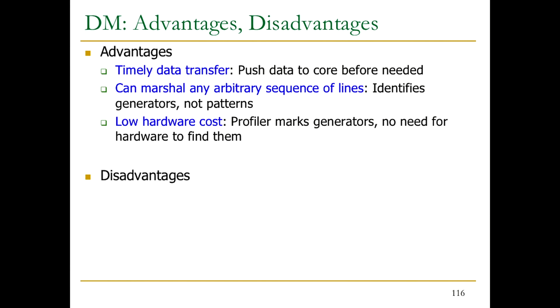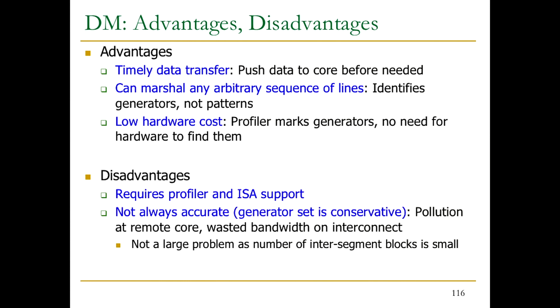But of course, it may not be perfect because the profiler may mark something as a generator, and that generator executes, but then there might be an if later that executes another generator instruction, and that also generates another data, right? So you may actually marshal earlier or marshal unnecessarily, but it turns out that it doesn't happen very often. So the disadvantages is, of course, this requires profiler and ISA support. It's not always accurate. Well, I guess I already said this. You basically marshal more than needed. For example, you may marshal some data that's really not going to be used because the next segment may take another path of execution dynamically, right?